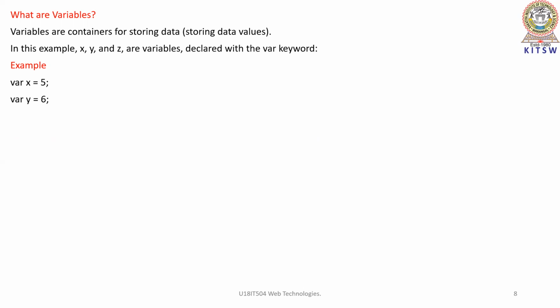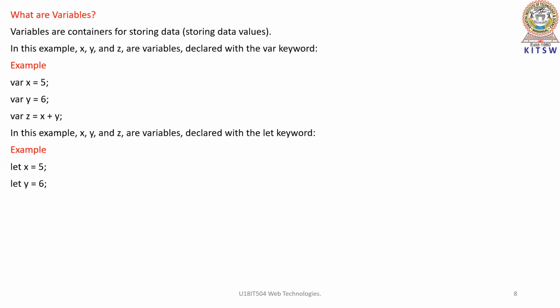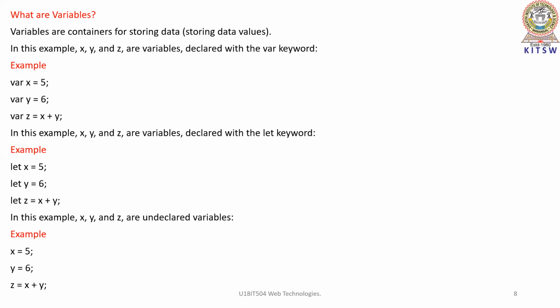Where y equal to 6, the value 6 is stored in the variable y. Where z equal to x plus y, we are adding the value stored in x and the value stored in y, and we are storing the resultant value in z. We are declaring and initializing a variable by using the let keyword. Next, in this example, we are not using let or var, but these variables are called undeclared variables.